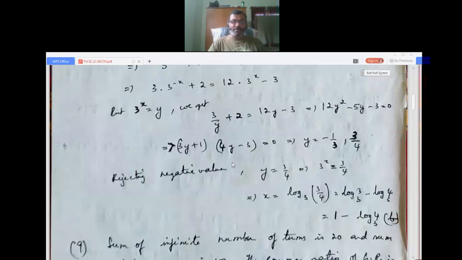But what is the value of y? 3 power x. 3 power x equals 3 by 4. Now by the starting basic definition of logarithm, I get this step. That is, if log a base b equals m, then a is equal to b power m. Or in other words, if a is equal to b power m, then log a base b equals m. That is the definition. So you can see here, this will be the base, 3 power x, like this. I will just show it by annotation.